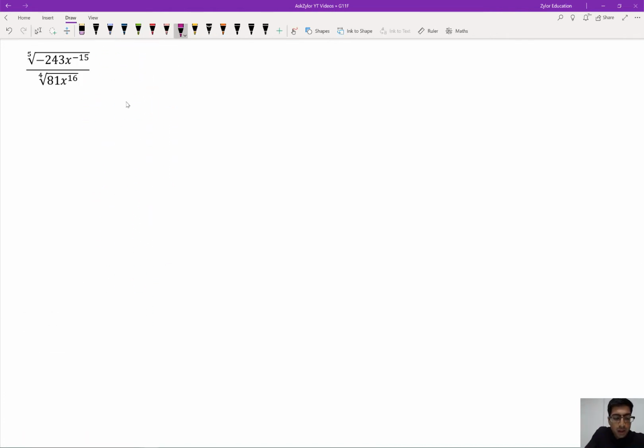So this next example, it may look complicated, but it's not too bad. We just need to deal with it one step at a time. So the first thing we're going to do is replace the roots with fractional exponents. So the 5th root, we're going to replace that with the exponent of 1/5. And the 4th root, we're going to replace that with a power of 1/4.